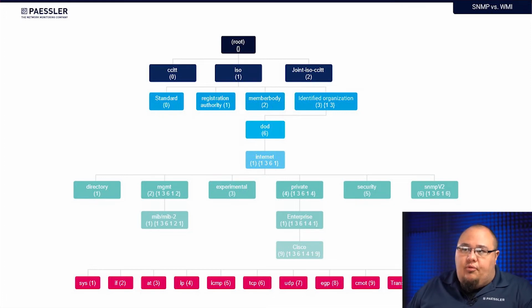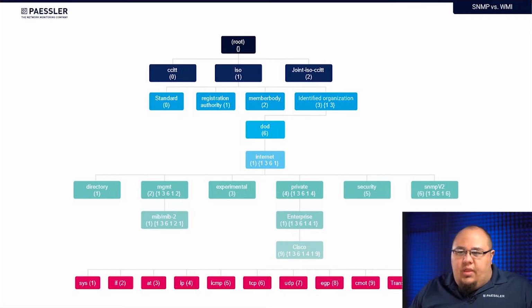It starts at the root level, and then from there it goes to CCITT, ISO, and then joint ISO CCITT, and then you just follow everything down. You can see there on about the fifth line down where it says Internet 1.3.6.1. That is where pretty much all of the devices on the internet follow. From there, you've got directory, management, experimental, private, security, and then SNMP v2. SNMP v2 you don't see a whole lot of. Mostly everything tends to fall in private and management.